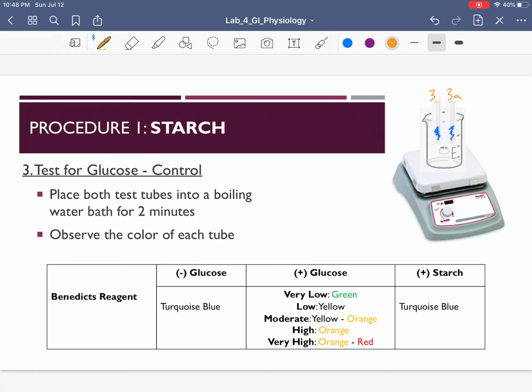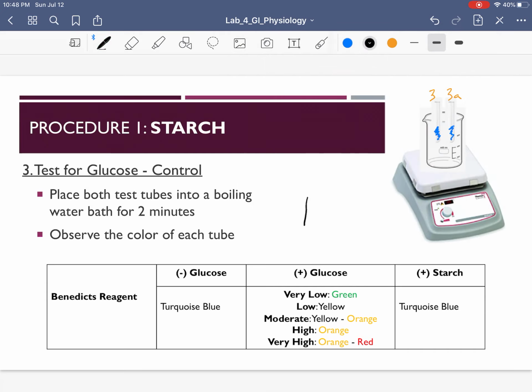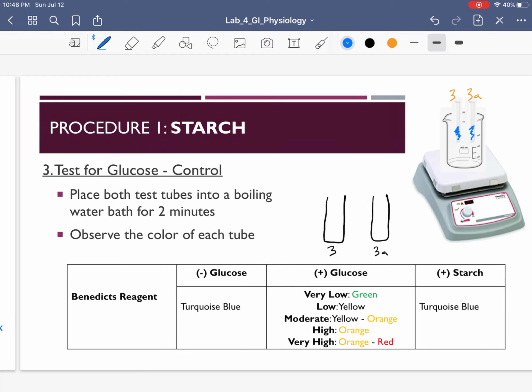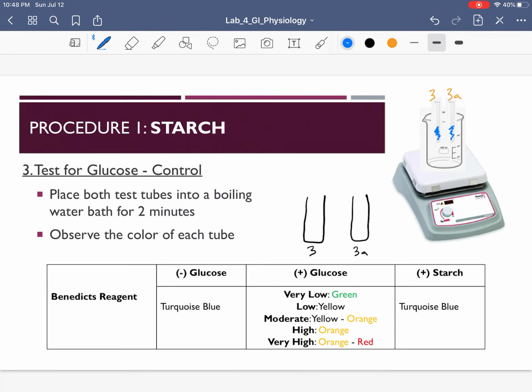So we're going to have 2 different colored test tubes. Let me draw them out because you're going to need this for your lab assignment. Here we have test tube number 3, and here we have test tube number 3A after putting them in the boiling water bath. Remember, test tube 3 had our simple sugar. Test tube 3A had our complex sugar.